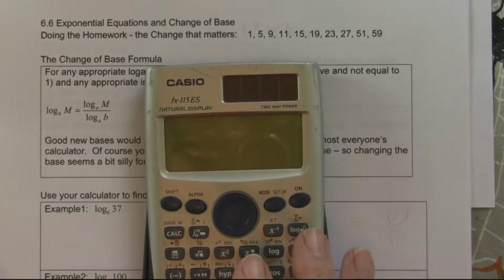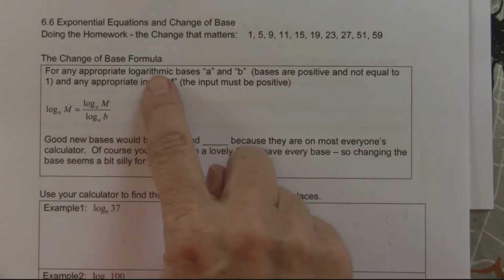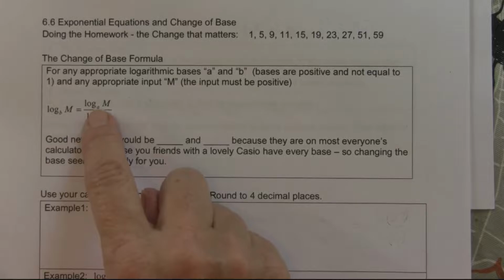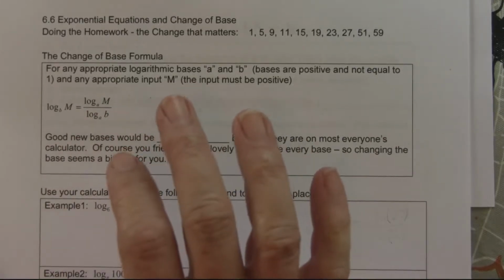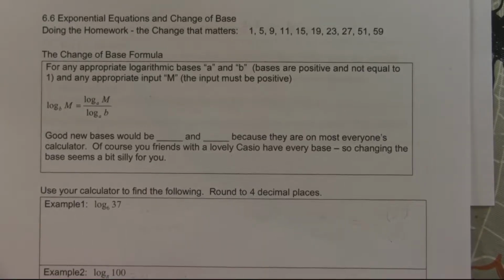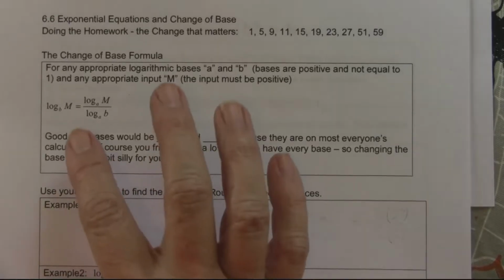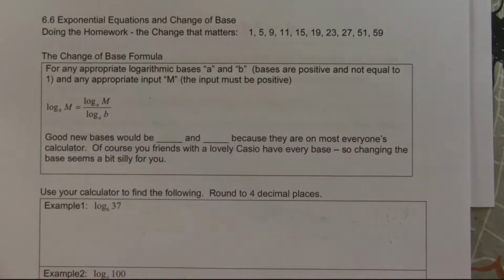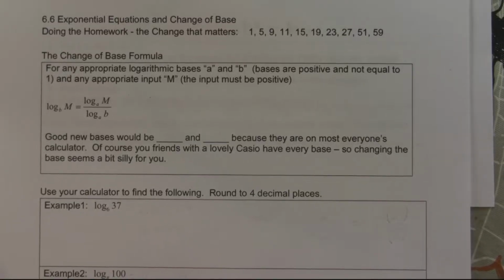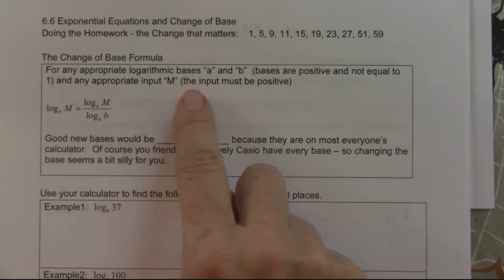This is the change of base formula for any appropriate logarithm bases a and b. I have log base b here and log base a there, and it says appropriate for the base. The base is not allowed to be negative, so it must be positive, and not allowed to equal 1. They're not saying this would be true if you used an inappropriate base. Only if you use an appropriate base would it be true. And then for any input m that's appropriate.